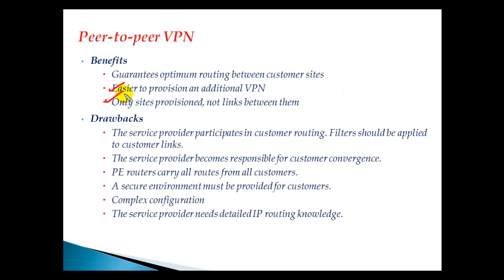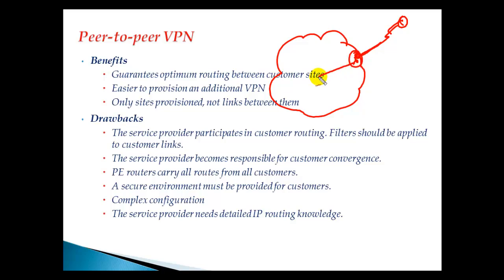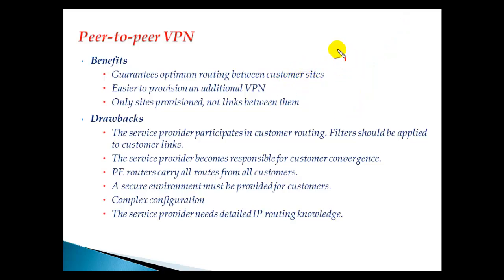And only sites are provisioned, not links between them, which means whenever you add any new customer site, we just need to add a link here, because this router is already connected to the other provider routers. So we don't need to add a virtual VPN from this side or that side. Most likely we just need to add a link between the PE and the CE. That's it. One of the drawbacks, again, is that the service provider is going to participate in the customer routing.